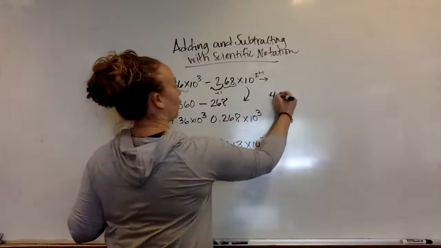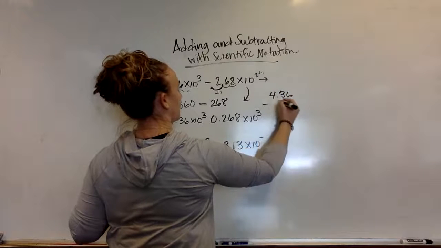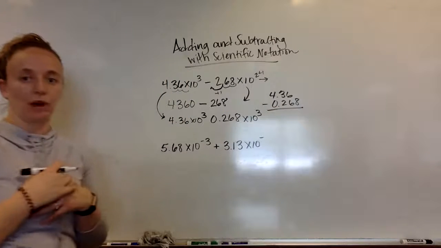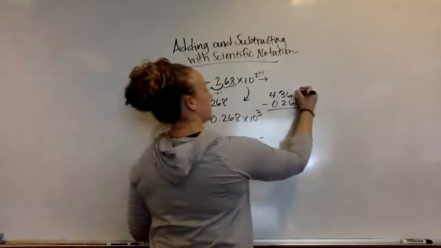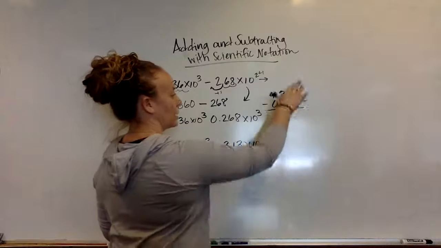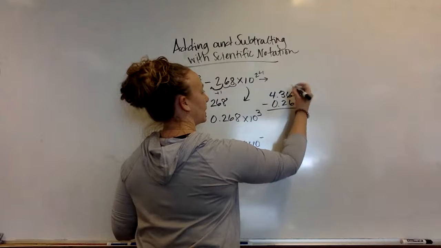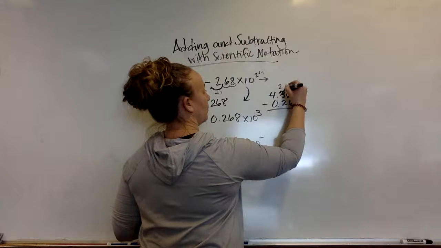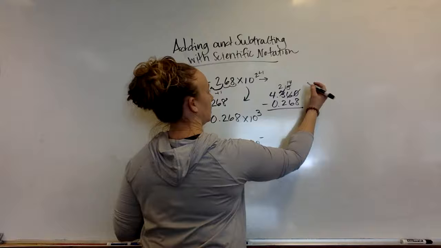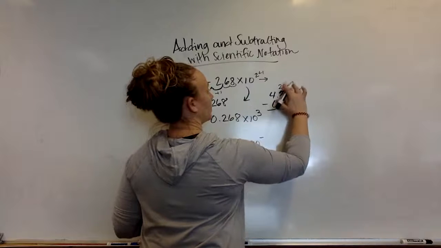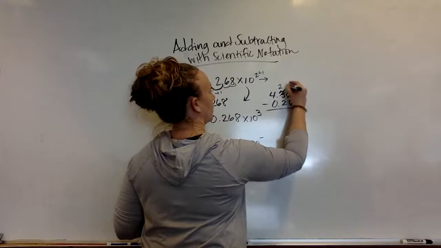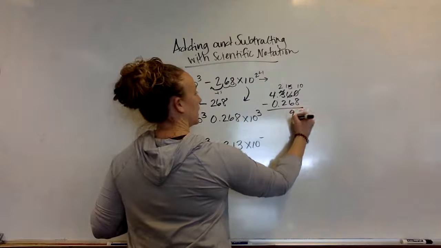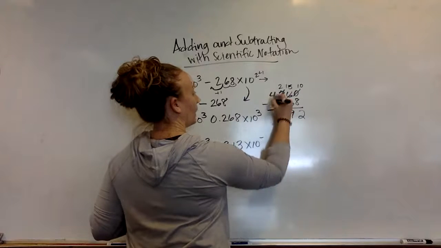I have 4.36 minus 0.268, and I can do the subtraction fairly easily. I'm going to add a 0 up above so I can actually subtract properly. I can't subtract this, so this becomes a 5. This becomes 2, so 15, because this is already a 10. There we go. So 10, and I get 2, 9, 2 minus 2 is 0, 4.